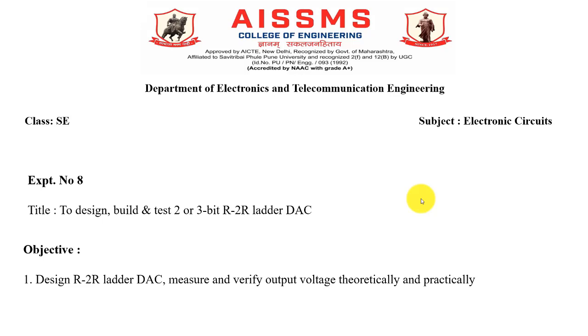Today we'll discuss experiment number 8. The title of the experiment is to design, build and test a 2 or 3 bit R-2R ladder DAC. The objectives of this experiment are to design an R-2R ladder DAC, measure and verify the output voltage theoretically and practically, and also discuss how this R-2R ladder gives us an analog output with reference to the input digital signal.